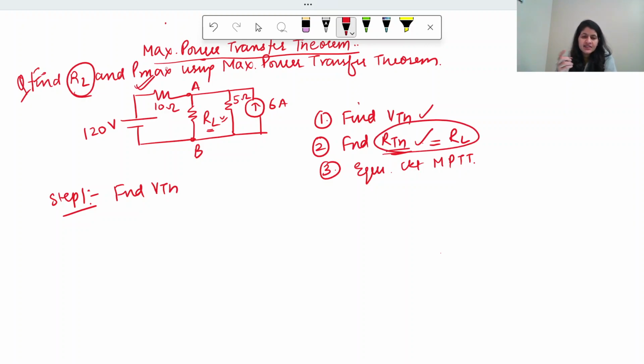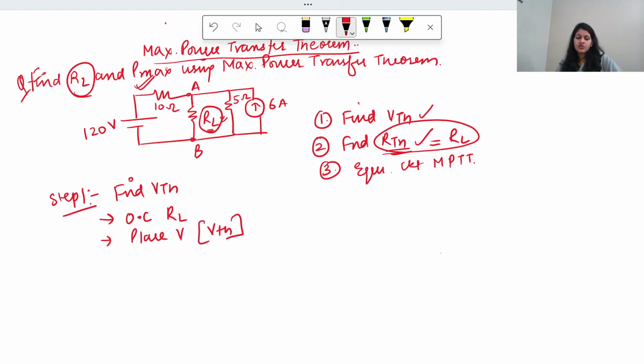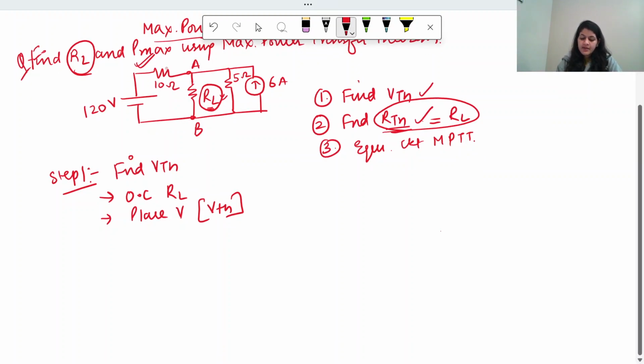So let's start with VTH. So what do we do while calculating VTH? The first step is open circuit that particular branch where we need to find the value of current. But in this case, you need to open circuit that branch where this RL is connected, or the load resistance branch you can open circuit. So open circuit RL. The second thing is place a voltage there and call it as VTH. Okay, so let's see how the circuit will look like.